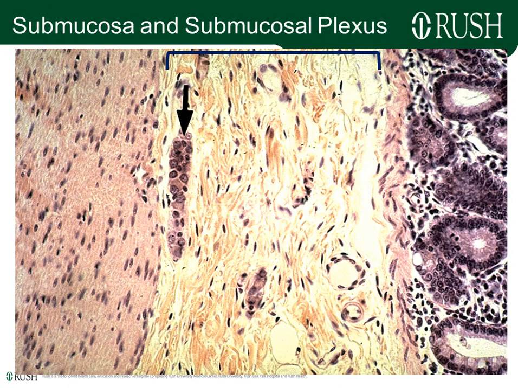This image shows an example of the submucosa, which is shown by the blue bracket at the top, and the arrow is pointing out a portion of the submucosal plexus where you can see the parasympathetic neurons and the very small nuclei of their glial cells.